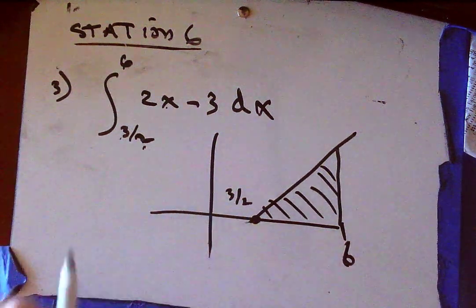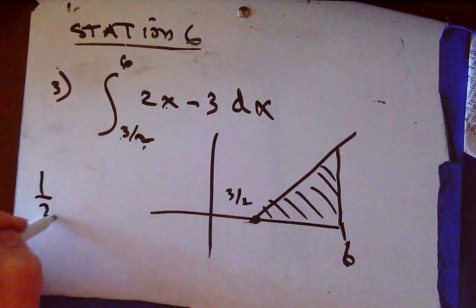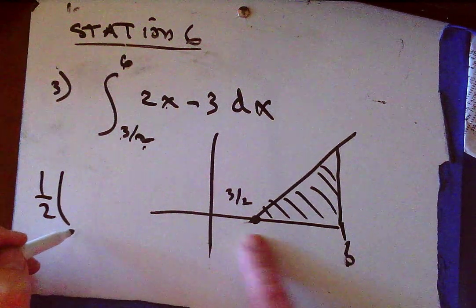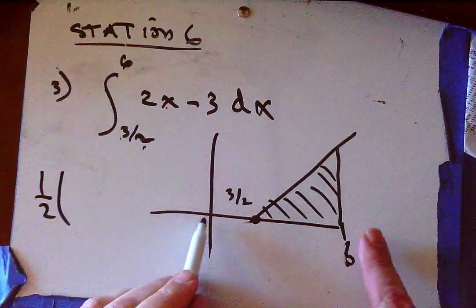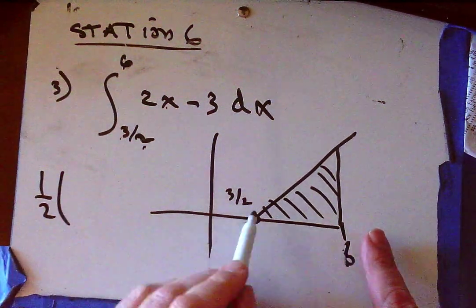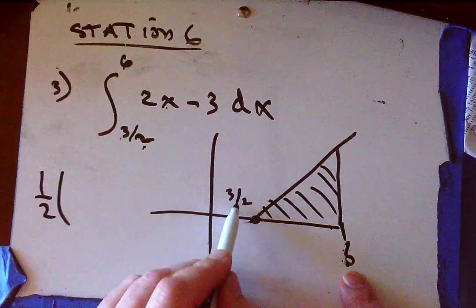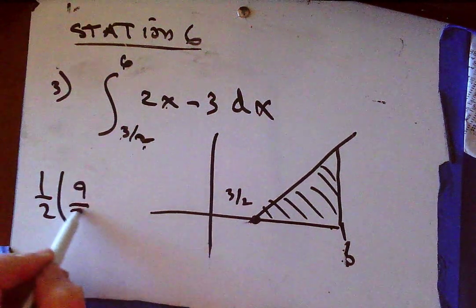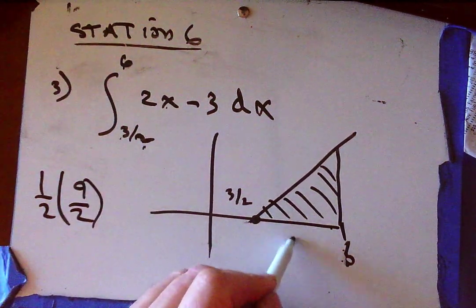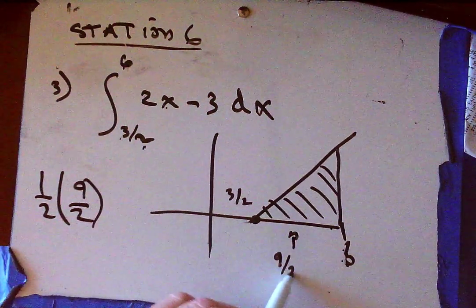We don't need this part over here, so all we need is 1/2 base. Well, the base is this length. It's not 6. It's from here to here. So if I take 6 or 12/2 and subtract 3/2, that's going to be 9/2. This length here is 9/2.